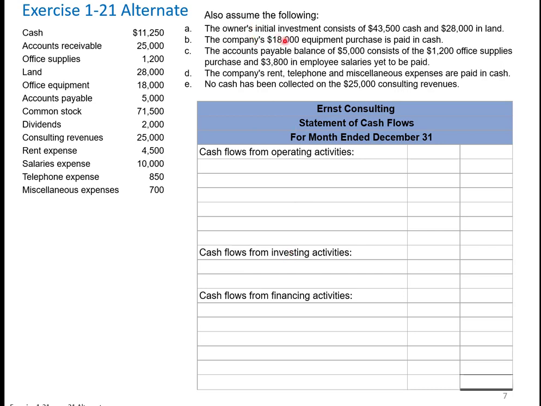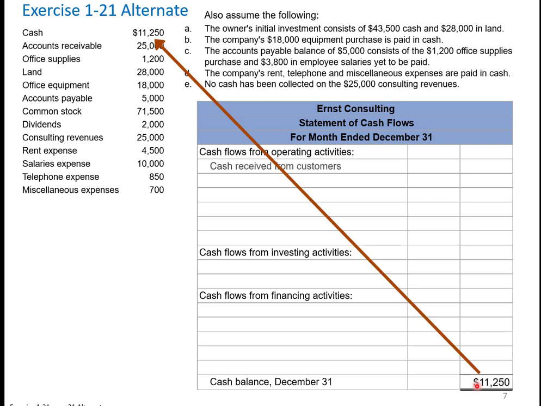So remember, they purchased that equipment that will go in investing. Financing are the owner's activities. So when they sell stock and when they pay dividends will go in the financing section. And then we will end up with our ending balance. So this cash balance right here, $11,250, that is what our ending cash balance will be. So we've already got a check figure for that. So remember, we have not received any cash from our customers yet. So there is a line item for that, but the amount will be zero.